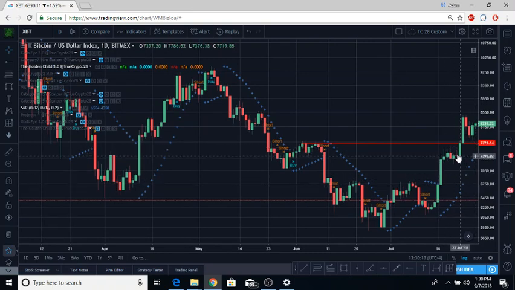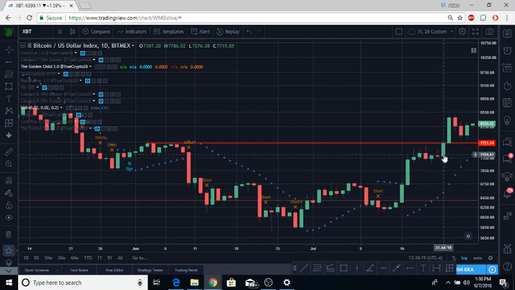Why didn't it print a short here? Well, same reason. It might have shown the criteria for a short in here. And by not printing it, it would have saved some people a lot of pain, right?